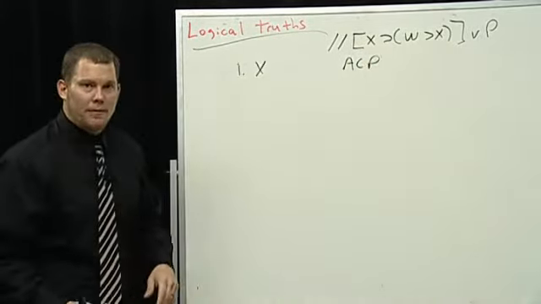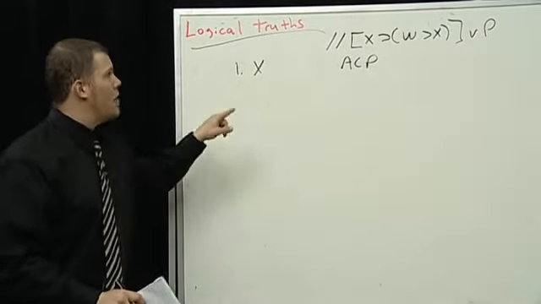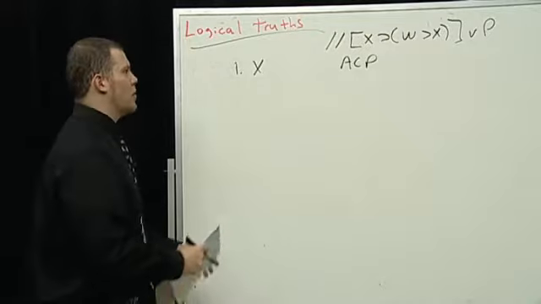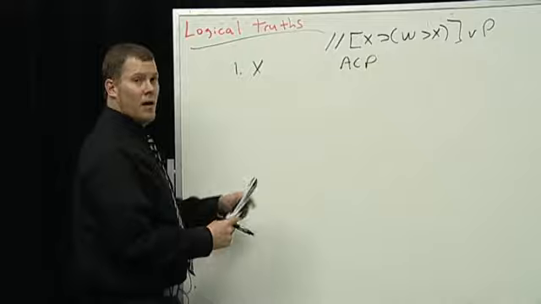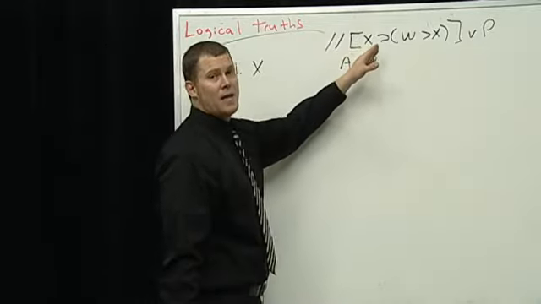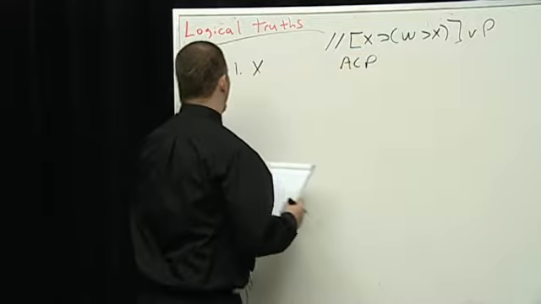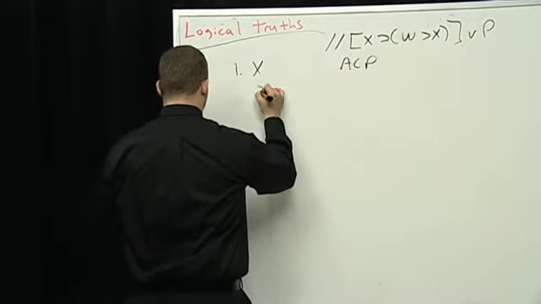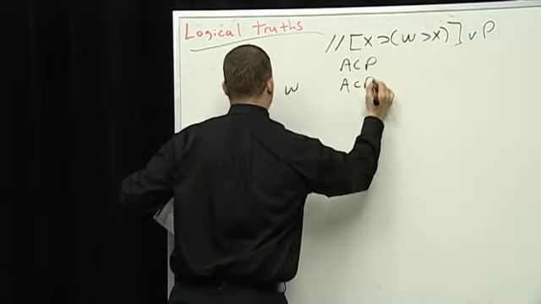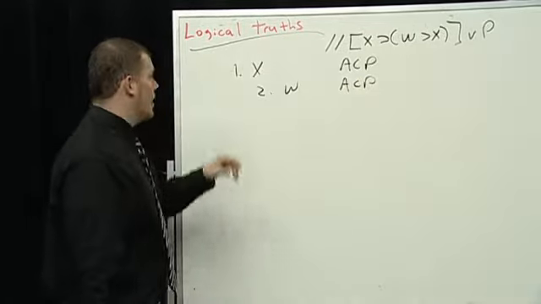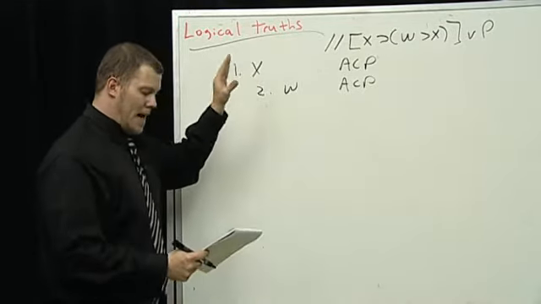via ACP. Okay? Now that I've done this, and we talked about this in the last couple videos, I'm going to do another conditional proof inside this conditional proof. Because if you notice, I have a conditional as the second part of my conditional. I have an X as my antecedent and a conditional as the consequent of this whole conditional. So we're going to move in, and we're going to assume the W on line 2.